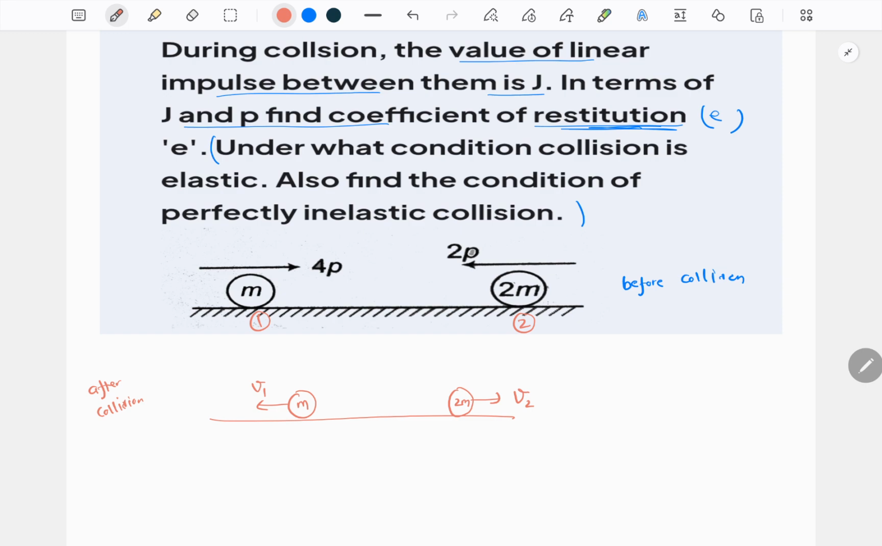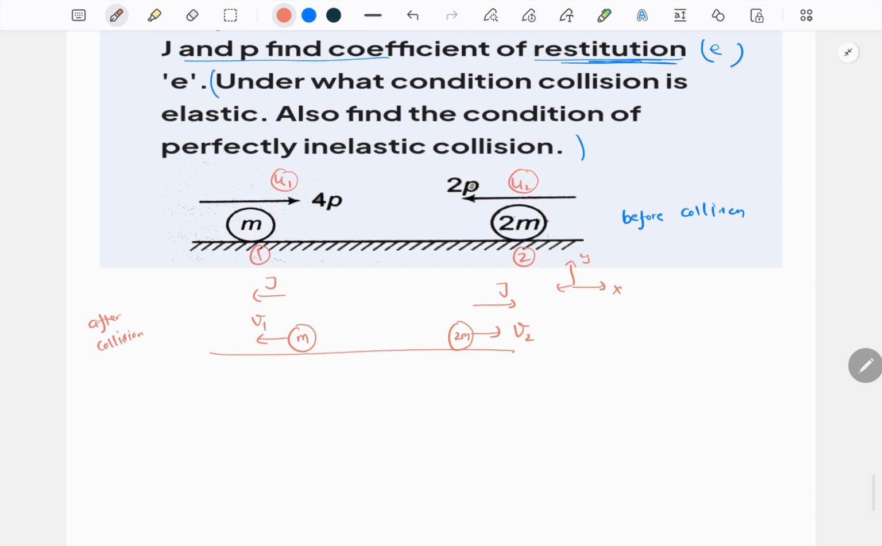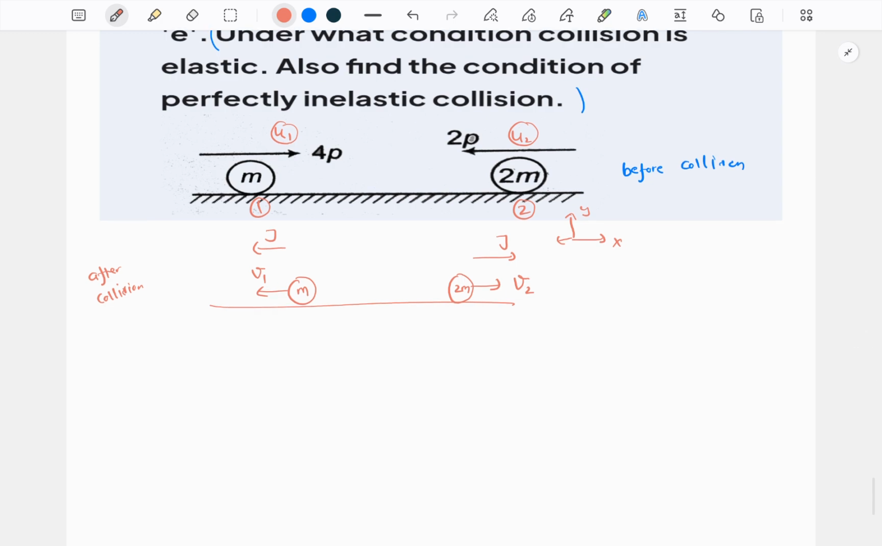Before this, when they are colliding, the impulse on this will be in which direction? J will be in this direction, and for particle 2, or 2m, j will be in the positive x direction. So that is what we did up to now. Initially, when they are moving, particle 1 will have some initial velocity u1 and particle 2 will have u2. Is this clear? Now we have to find the coefficient of restitution in terms of j and momenta.